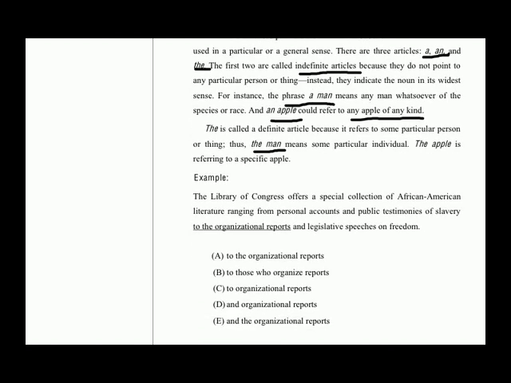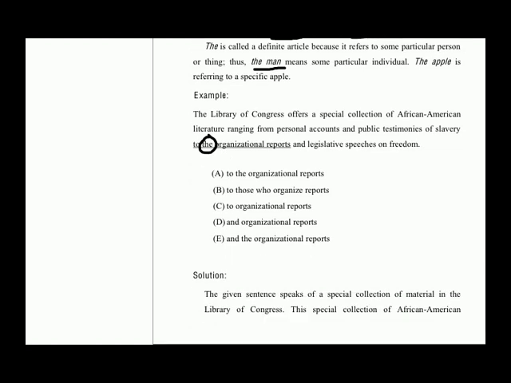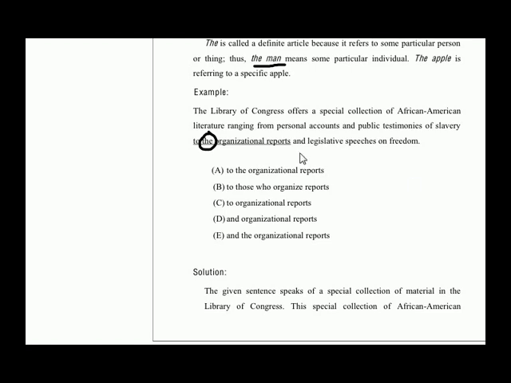So let's look at a question which illustrates the concept of correct usage of articles. The Library of Congress offers a special collection of Afro-American literature ranging from personal accounts and public testimonials of slavery to the organizational reports and legislative speeches on freedom. Now the underlined part is to the organizational report, and you see the usage of the here. This means you're referring to a specific set of organizational reports.